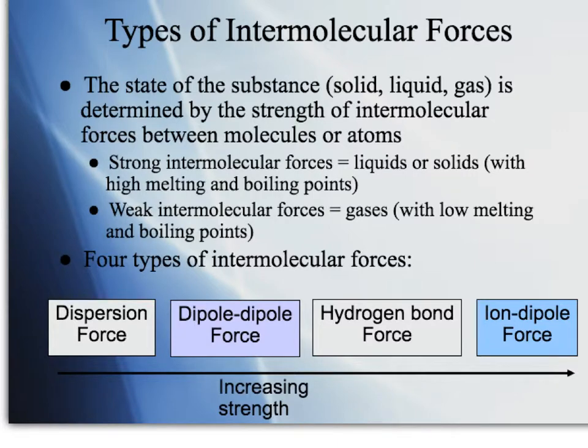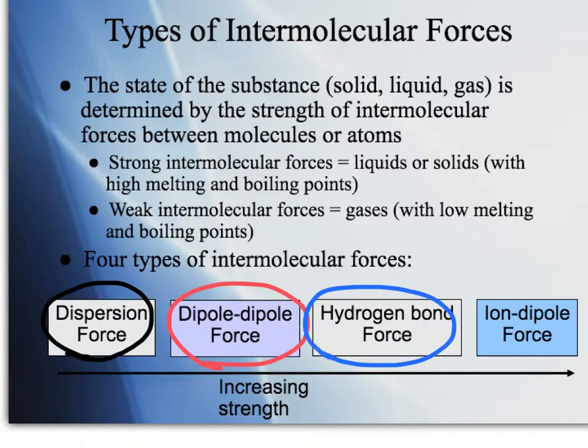So there are four different types of intermolecular forces. We have dispersion, dipole-dipole, hydrogen bond, which is not actually a bond, but we'll get there, and then the ion dipole force. So these are the four that we are going to concentrate on: dispersion force, dipole-dipole, hydrogen bond, and ion dipole.